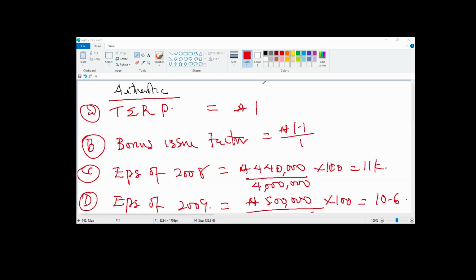If it is a percentage, what will you leave it as? If I divide 440 by 4 million, it will give me 0.11. If I multiply by 100, it will give me 11. That means 11 kobo, not 11 naira. Just like if you want to leave it in percentage, will you not put 11%?